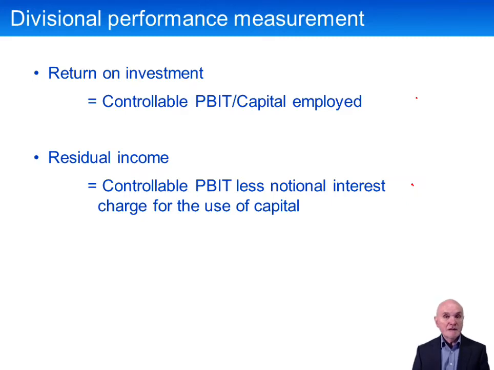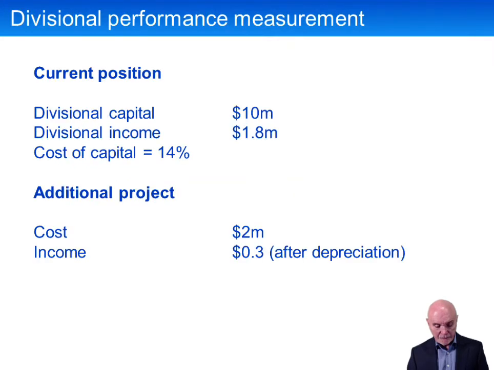If the residual income is positive, it means they're earning enough to pay for the finance plus something more, and that's a worthwhile division. If residual income is negative, it means they are not making enough profit really to pay for their use of finance. And if they were a standalone company really having to pay for its finance, it probably wouldn't be able to survive. So let's see these two methods in operation in some simple examples.